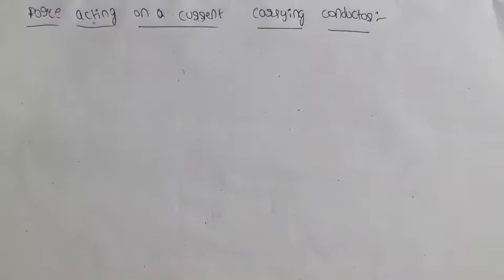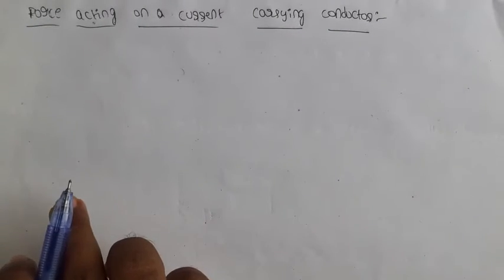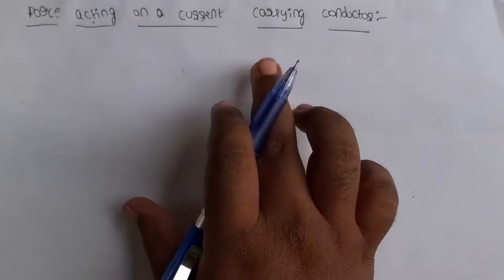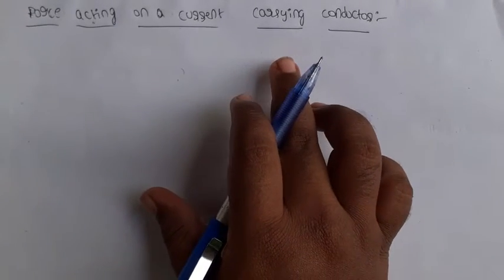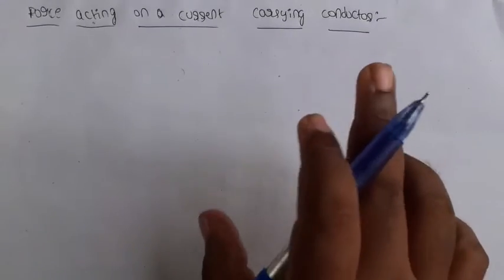This force is also called the magnetic force. This force is exerted by a magnetic field on a conductor. When current is flowing in a conductor, a magnetic field develops around it. That magnetic field exerts a force, and that force is named the magnetic force.